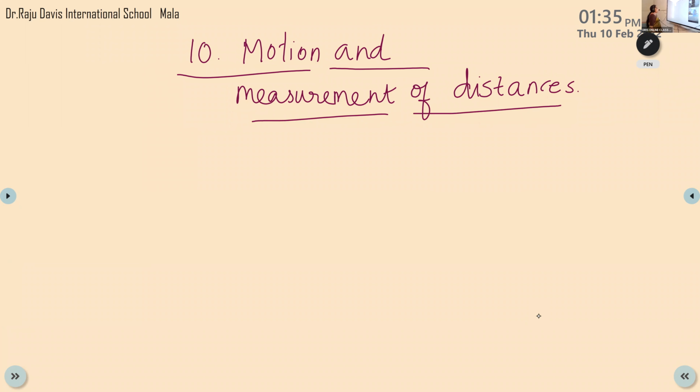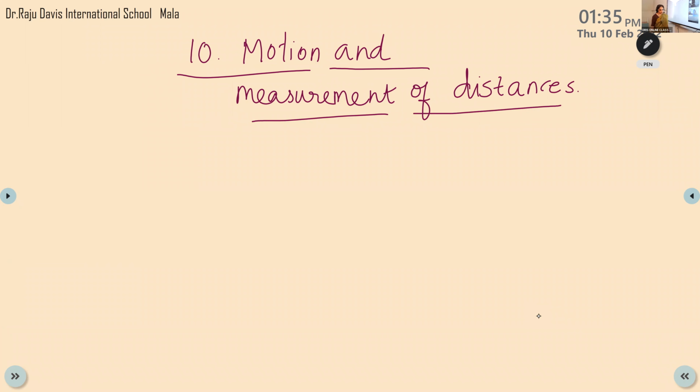Yes. So, motion and measurement of distances, lesson 10. That is the last chapter. In that chapter, the first part is about the measurement of distances. That we will take later. First, we will discuss motion, the different types of motion.